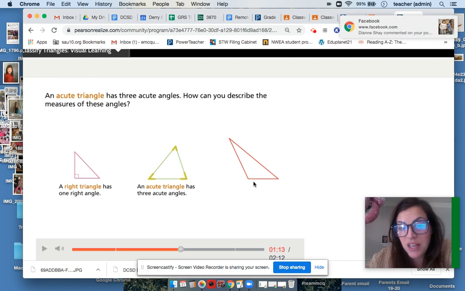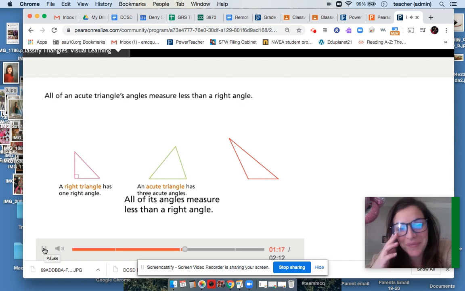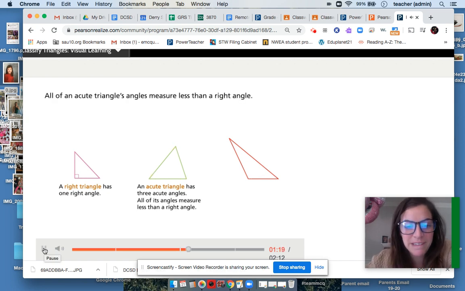So what do you think this triangle would be if it has one obtuse angle? All of an acute triangle's angles measure less than a right angle.